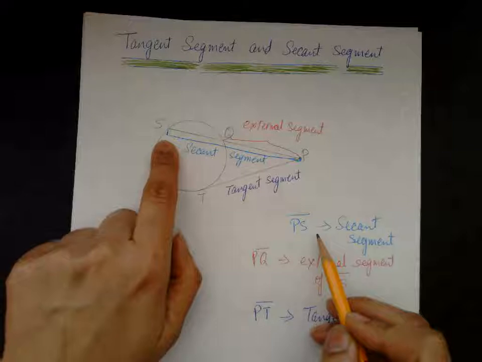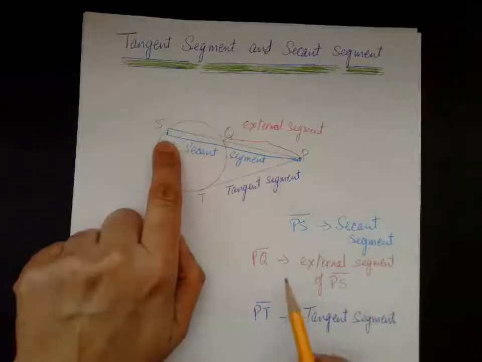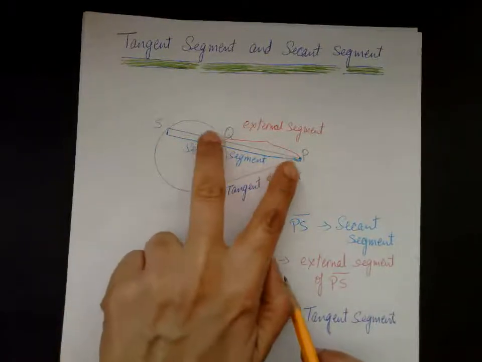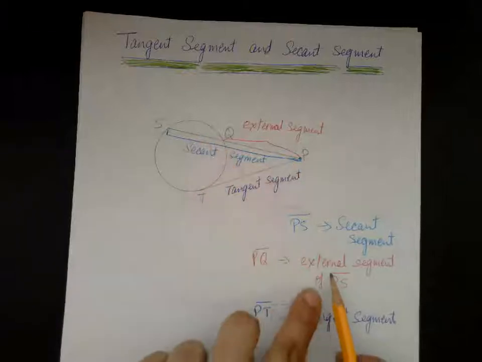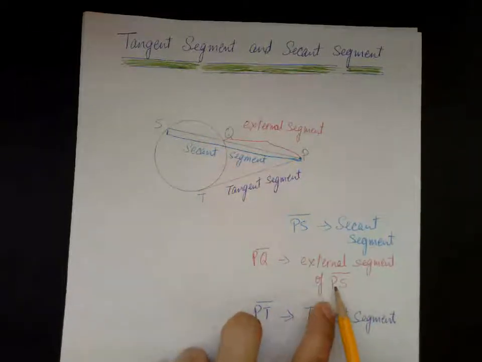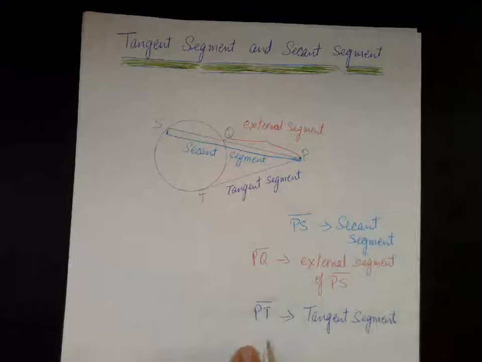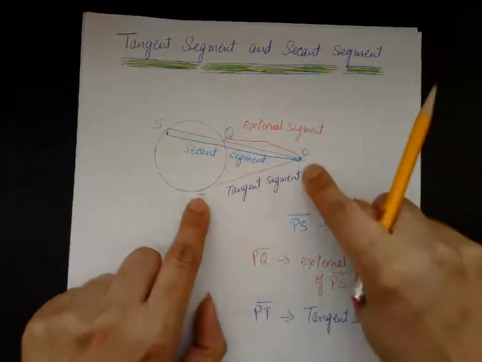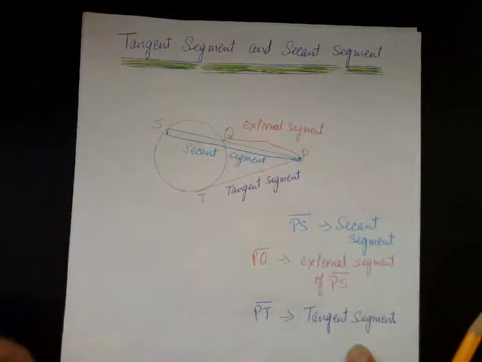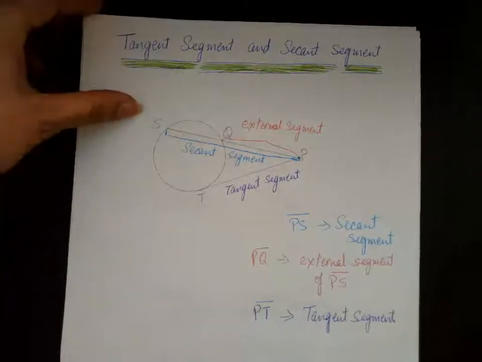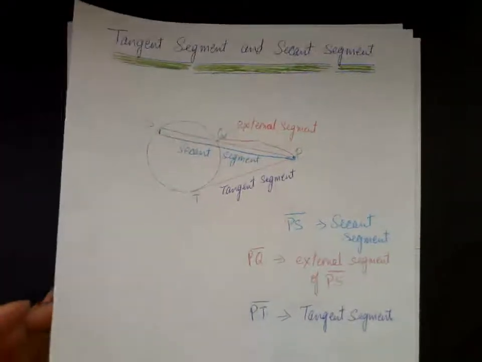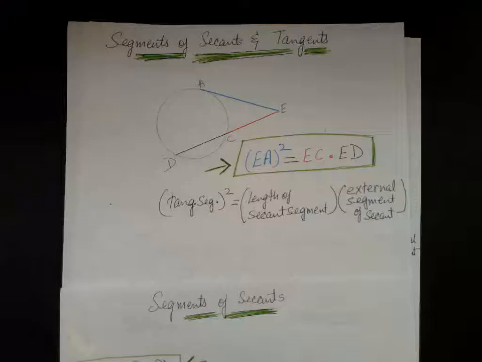PS, segment PS is the secant segment. PQ, only the external part. External segment of PS is nothing but secant. And segment PT is called tangent segment. Okay, just keep these things in mind and let's apply these.